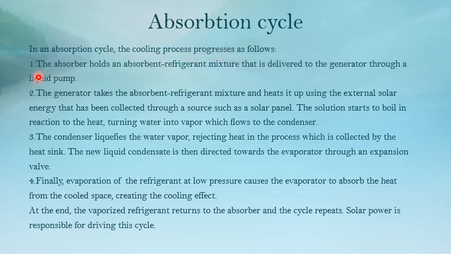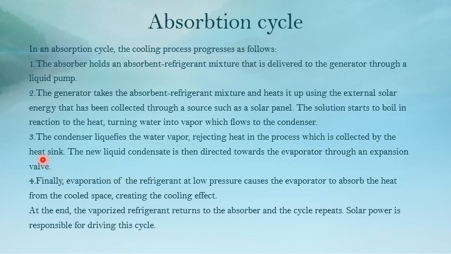The first point is the absorber holds an absorbent-refrigerant mixture that is delivered to the generator through a liquid pump. The generator heats up the absorbent-refrigerant mixture using external solar energy that has been collected through a source such as a solar panel. The solution starts to boil in reaction to the heat, turning water into vapor which flows into the condenser. The condenser liquefies the water vapor, rejecting heat in the process, which is collected by the heat sink.